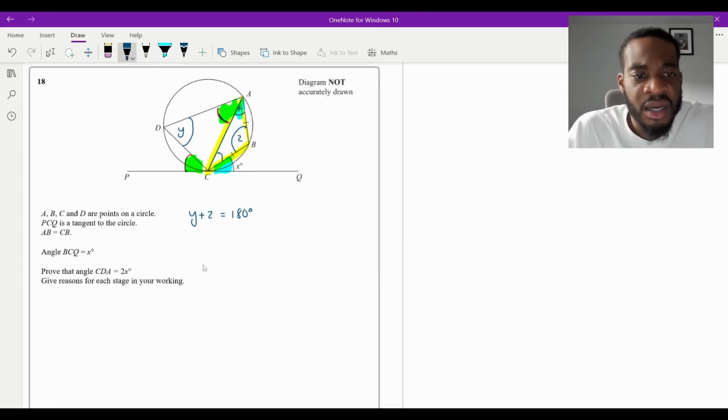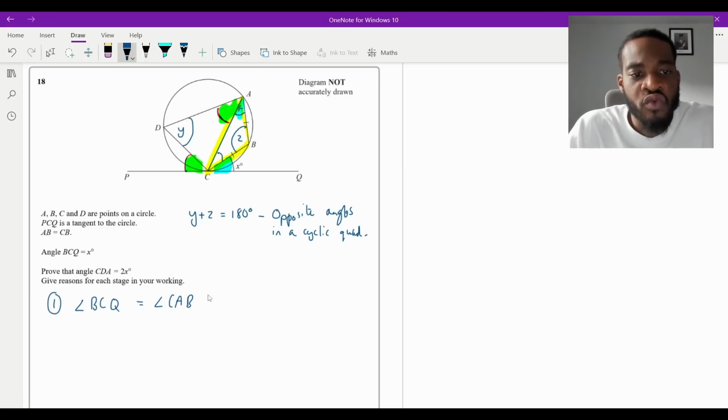I'm going to say that my first rule, let me write, opposite angles in a cyclic quadrilateral. That's the reason why I'm doing that. I'll write cyclic quad for short. Okay, so reason number one: I'm going to say that the angle BCQ, which is what they gave to us, is equal to the angle at A, CAB, and I'm going to say it's equal to X, because they're both X. And I'm going to say the rule is the alternate segment theorem.